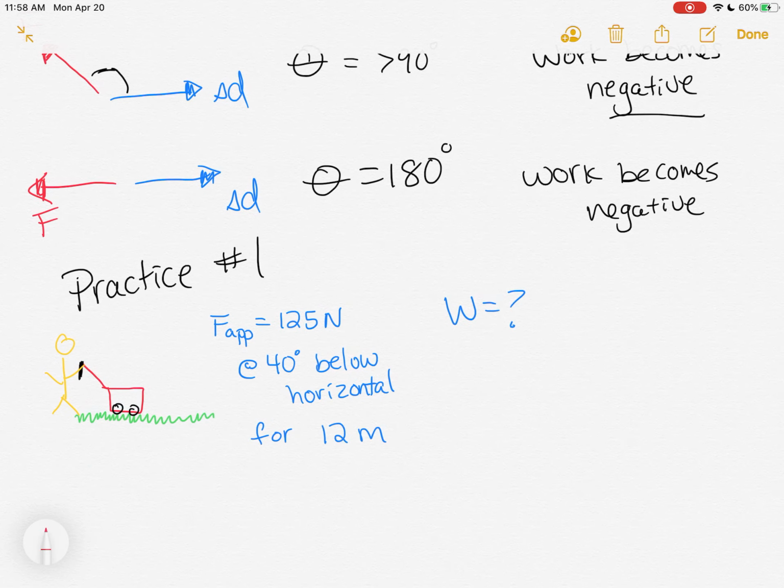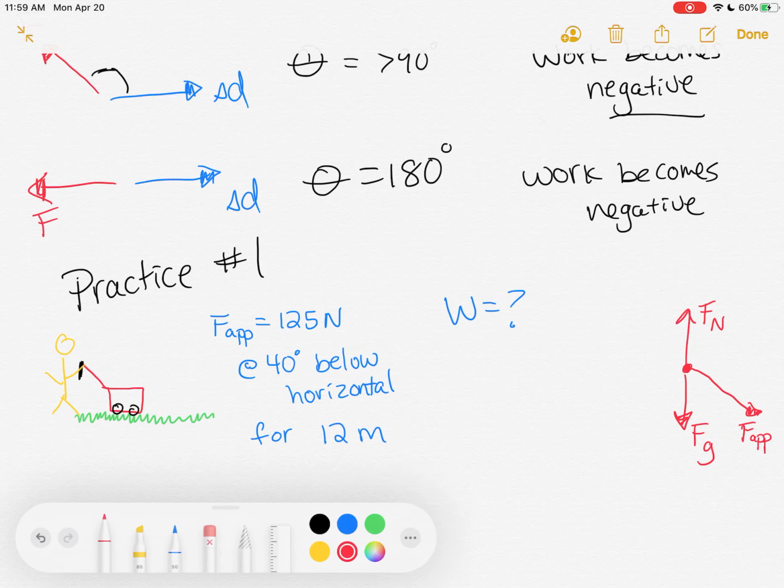So the first thing I want to do is draw a free body diagram for my lawnmower. If we think about my lawnmower, I have a normal force that's pushing up on the lawnmower, but I also have a force of gravity that's pushing down, and I have that applied force, but my applied force is not horizontal. My applied force is going at an angle of 40 degrees below horizontal, which means my applied force is somewhere like this.